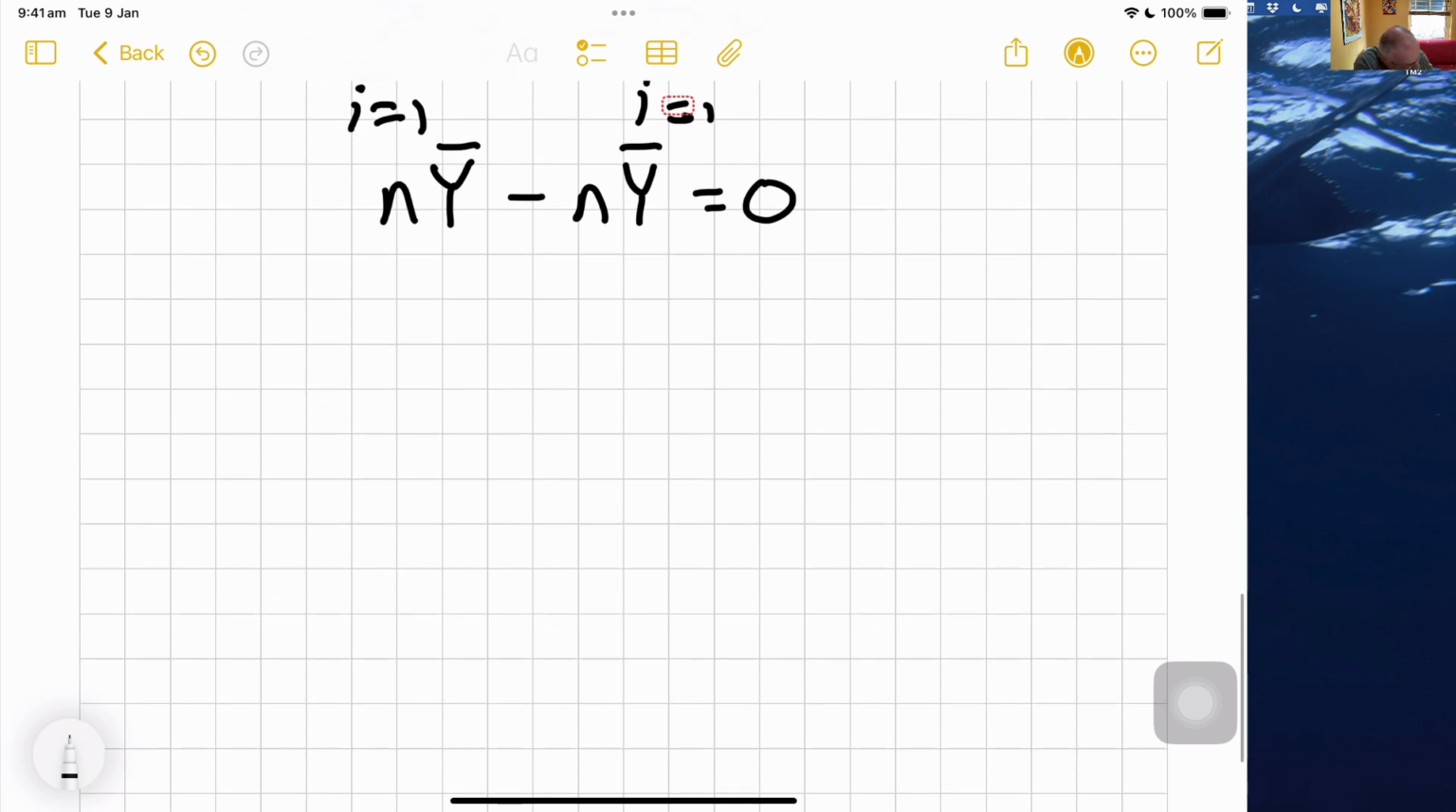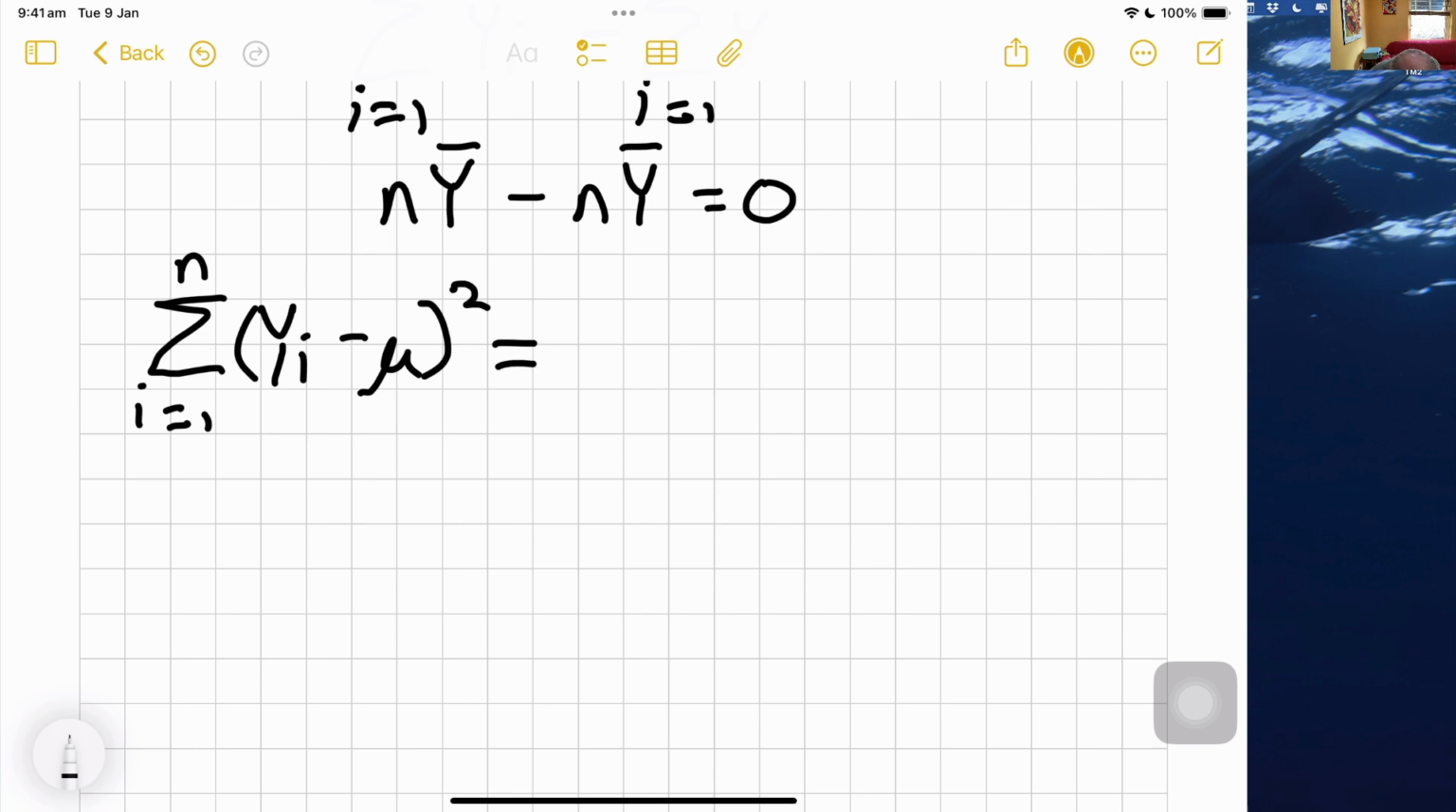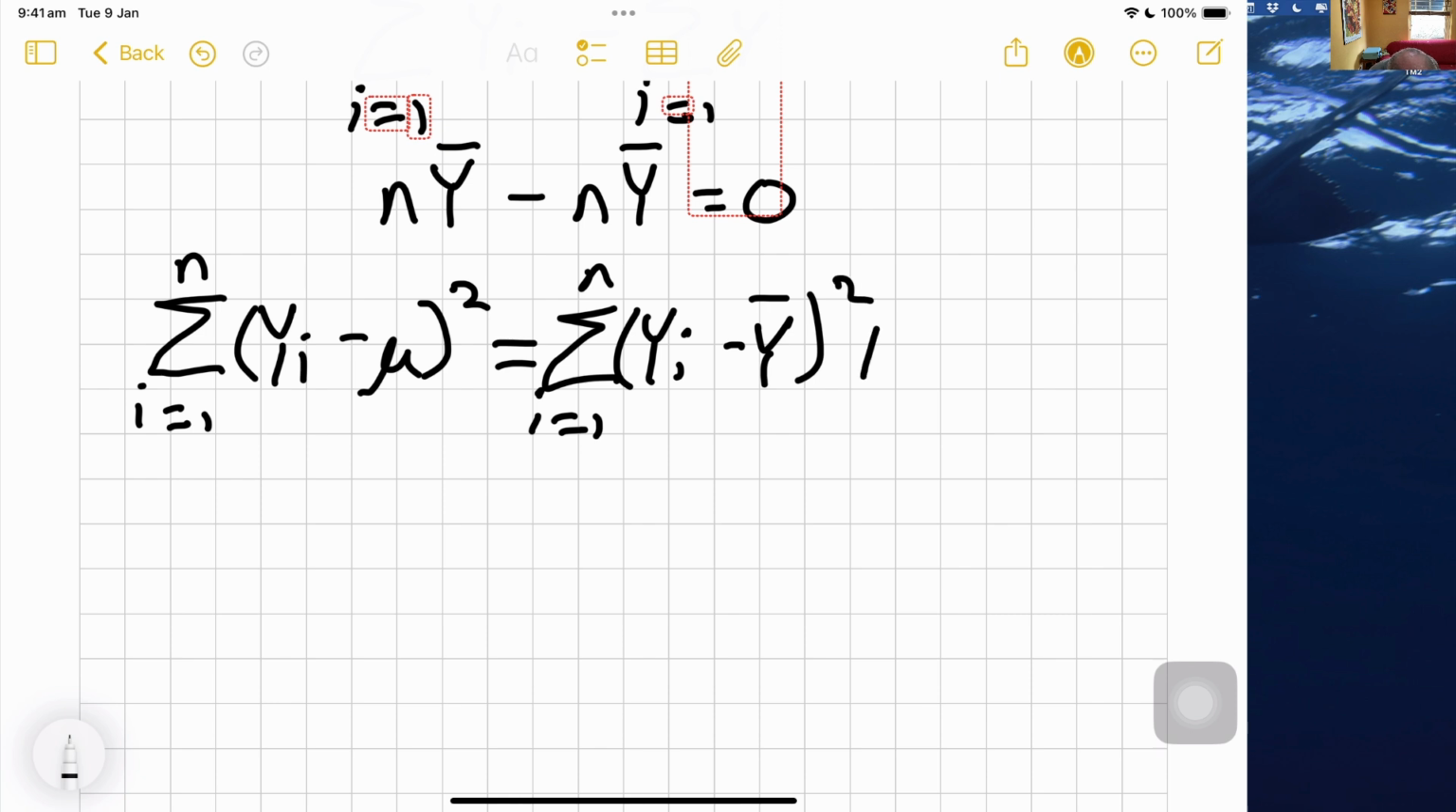So let's summarize where we're up to at this point, and I will go to my next little bit of paper so I keep up to date. So we've got the summation as i goes from 1 to n, yi minus mu squared. And I've now shown that this is equal to the summation as i goes from 1 to n, yi minus y bar squared, plus the summation as i goes from 1 to n, y bar minus mu squared.